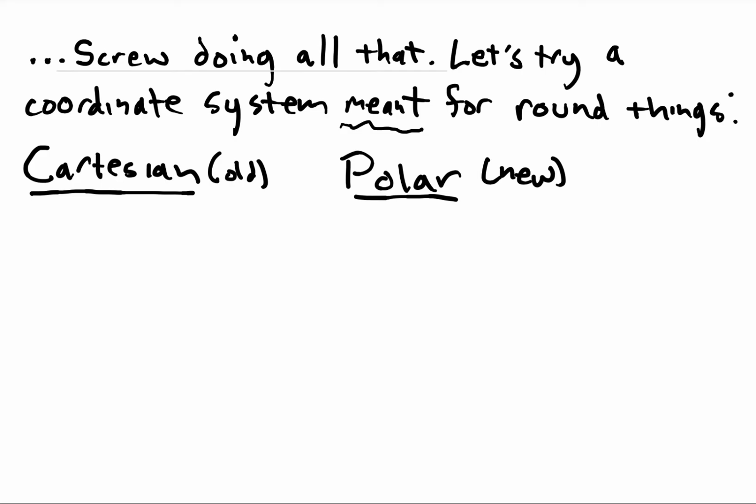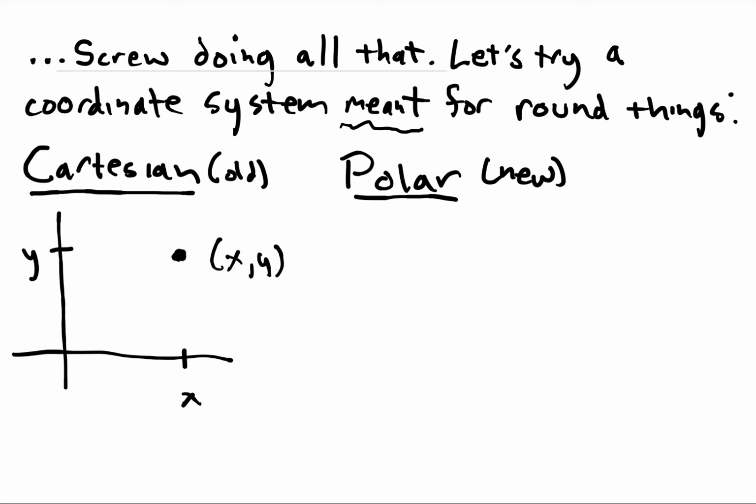Y'all are pretty used to the standard Cartesian coordinate system, which looks like this. I give you a point in this system. That point corresponds to an ordered pair where I give you an x value and a y value for that pair. Okay, so I'm assuming I've got an x and a y axis here just so I'm not skipping out on my labeling here.